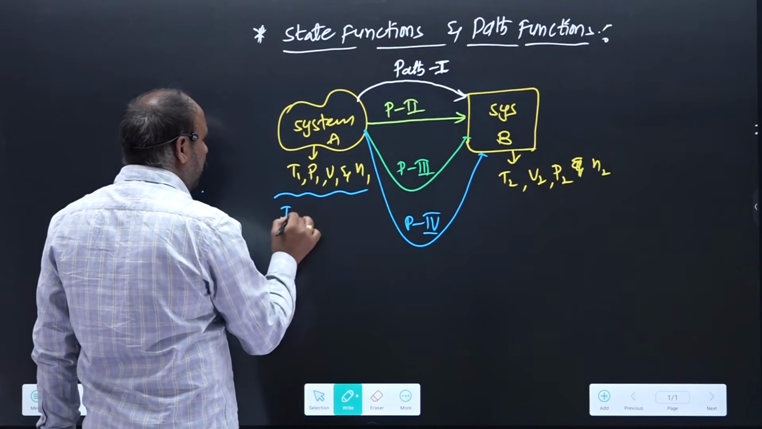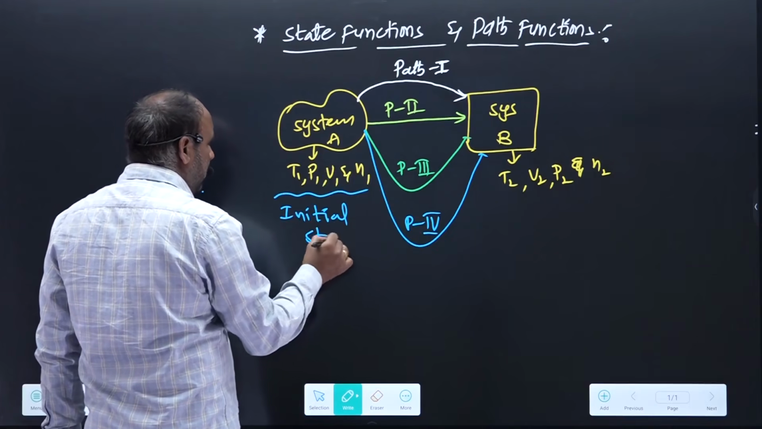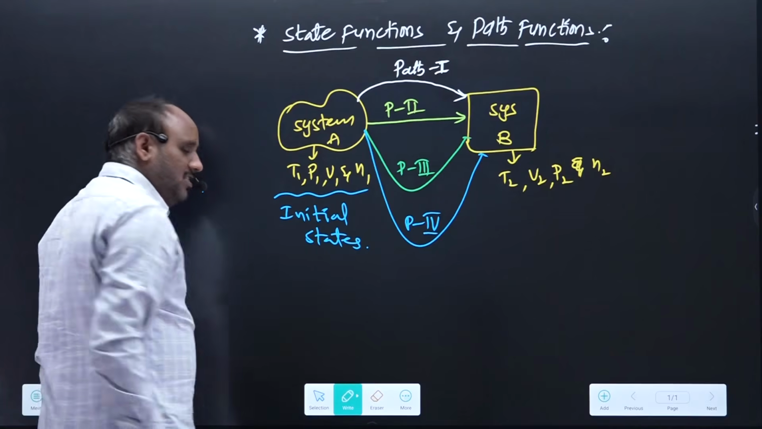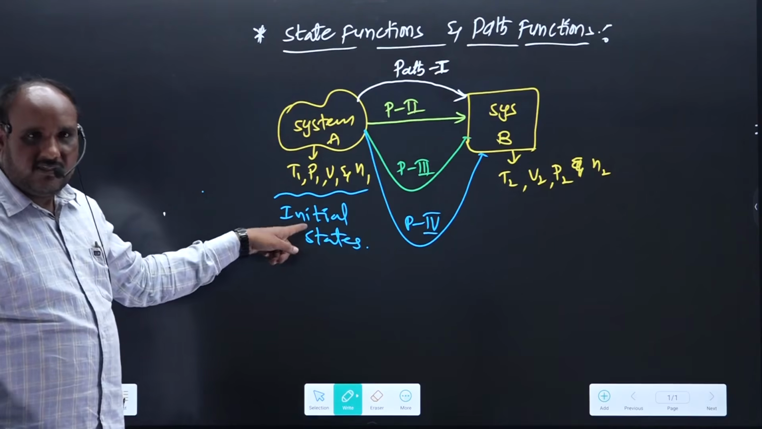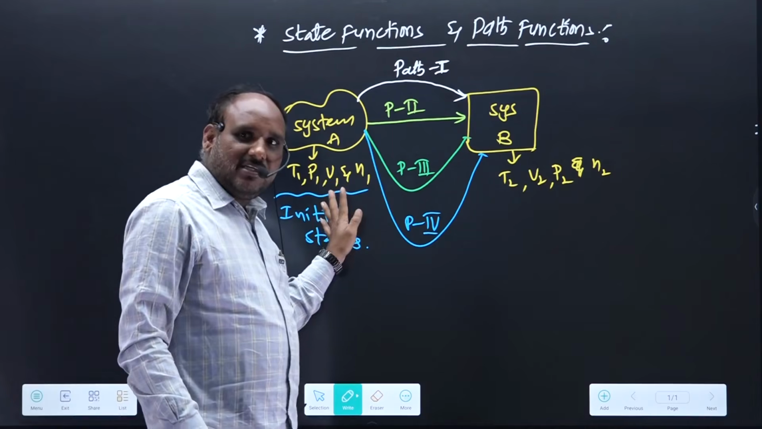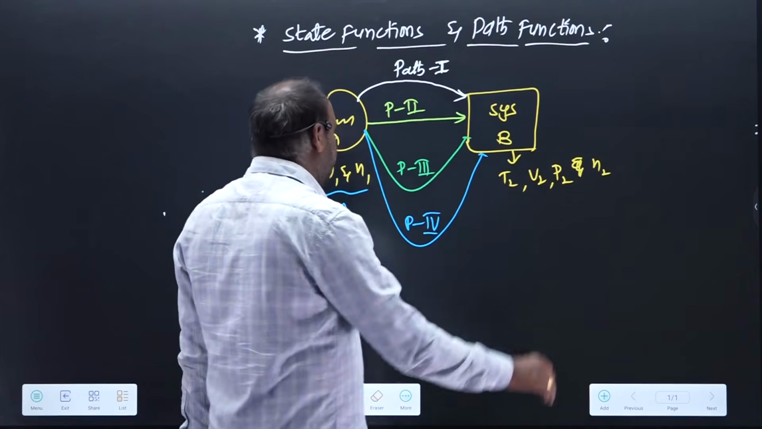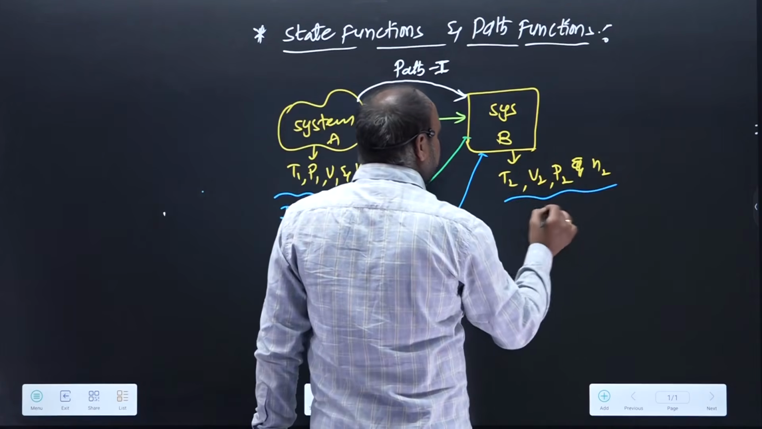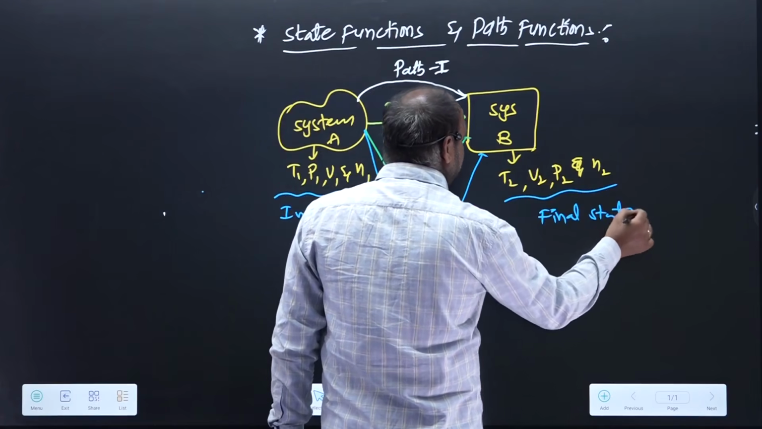So what are these T1, P1, V1 and N1? These all are the initial states of the system. Thermodynamic state, this is, right? So these are the initial states. These will change, meaning these are the final states of the system, right? So these are the final states.